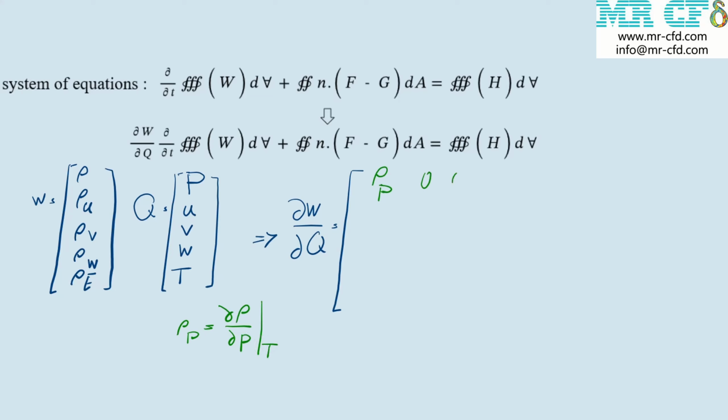The derivative of ρ with respect to U, V, and W is 0 because density does not change with changes in velocity. The derivative of ρ with respect to T, denoted as ρT, is the partial derivative of density with respect to temperature at constant pressure. Similarly, for ρU, the derivative with respect to P is ρP U. The derivative with respect to U is ρ. The derivatives with respect to other velocities, V and W, are 0. The derivative with respect to T is ρT U. You can extend this pattern to compute the derivatives for ρV and ρW.